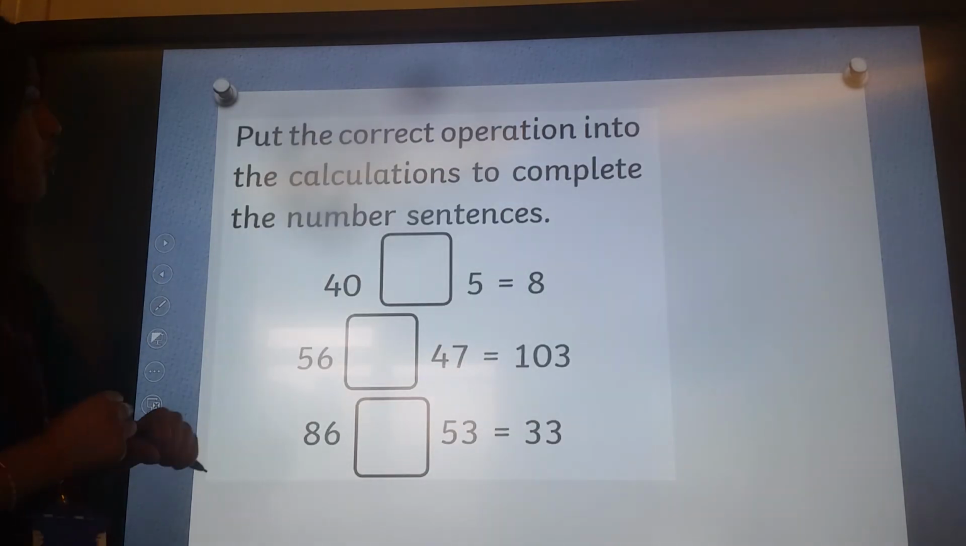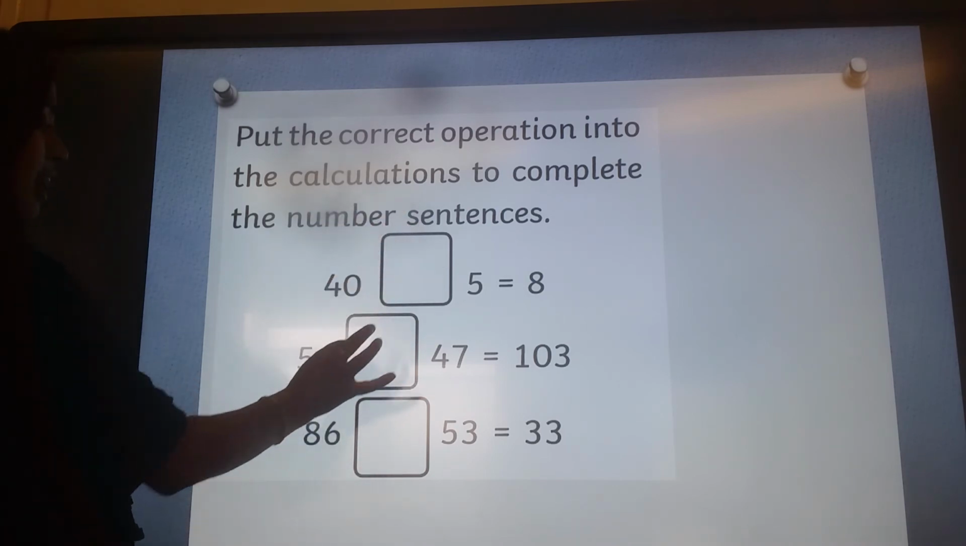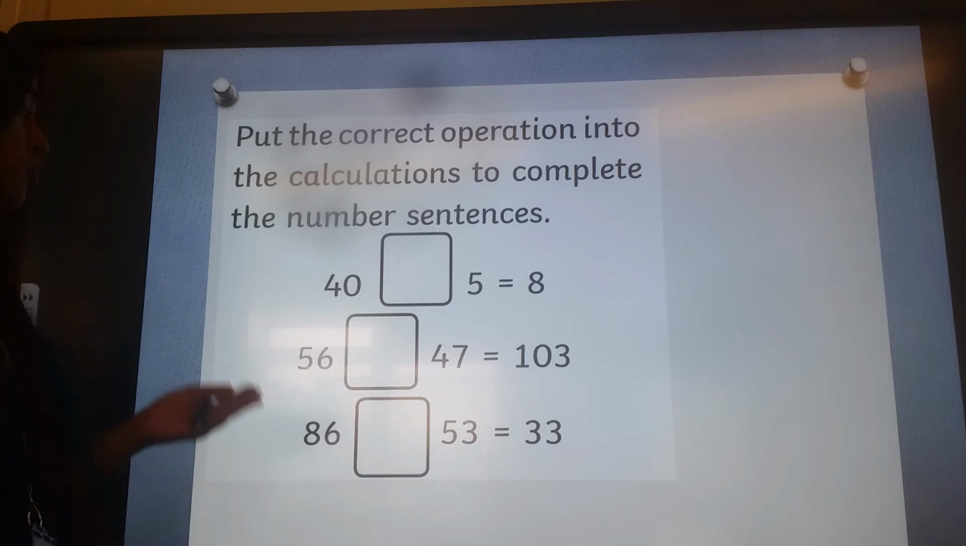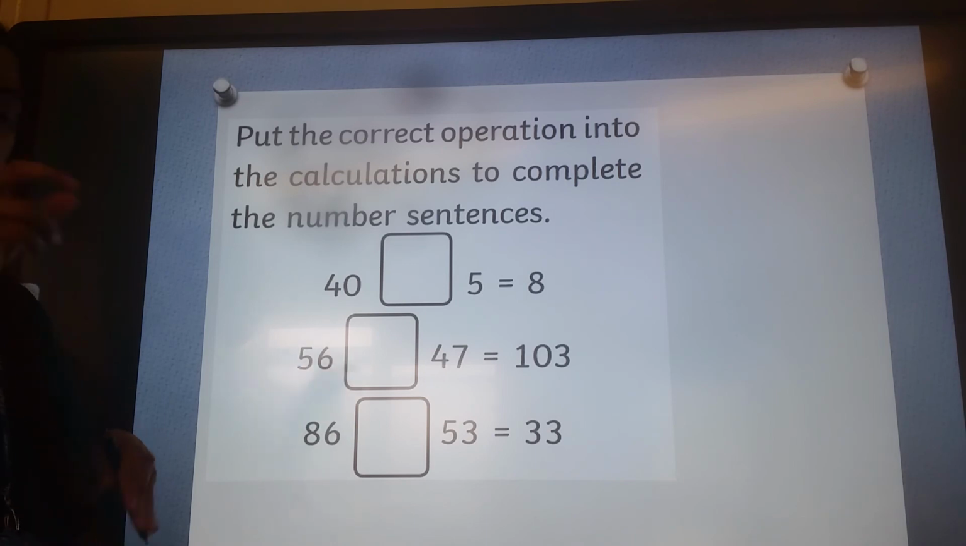Okay, put the correct operation into the calculations to complete the number sentences. So you have to fill in these gaps using the correct operation. So are we going to add the numbers? Are we going to multiply the numbers? Are we going to take away the numbers? You have to work that out. Off you go.